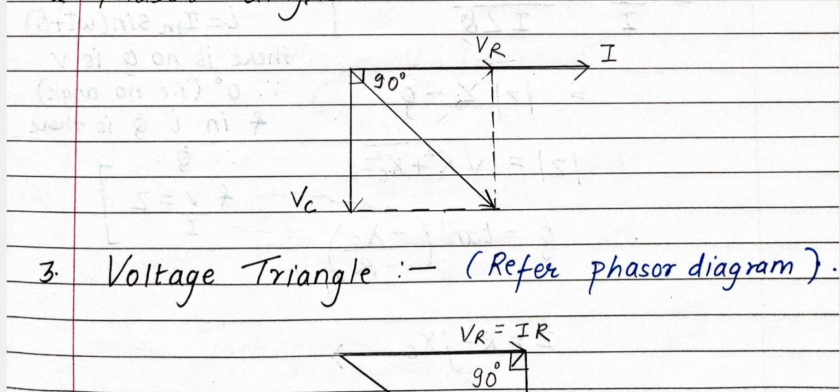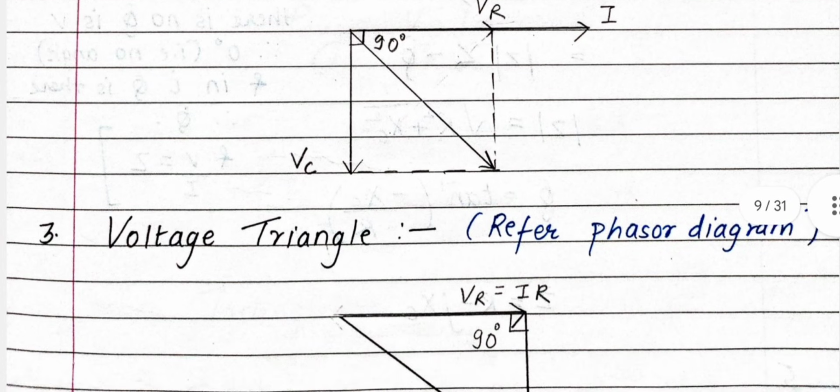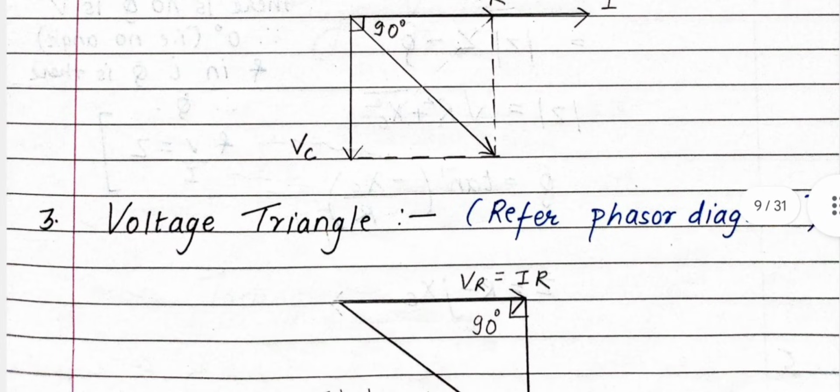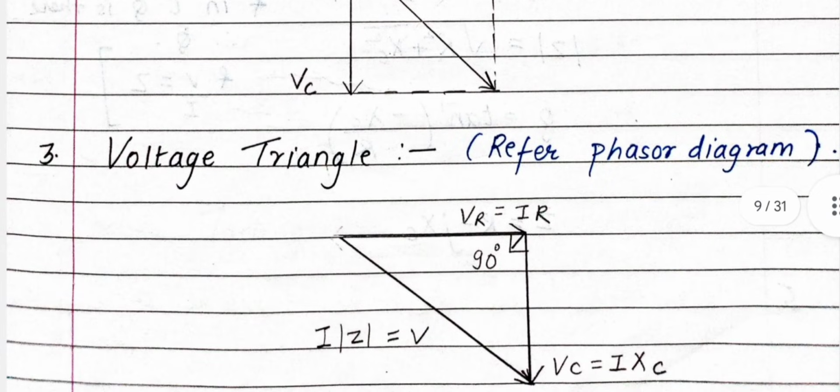Why are we doing so? Because in a capacitor, current is leading the voltage, right? So this will be the phasor diagram below, and you have to mention VC over here and its resultant will be V, and you have to mention 90 degree. Then by the reference of this phasor diagram only you can draw the voltage triangle.